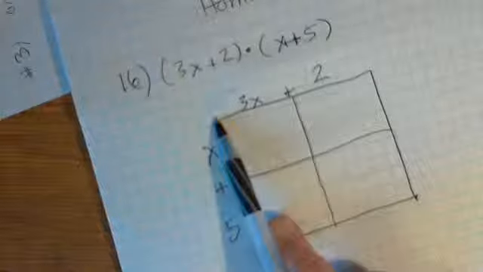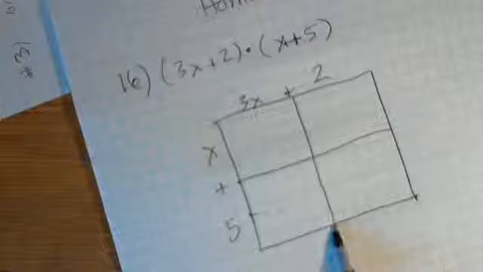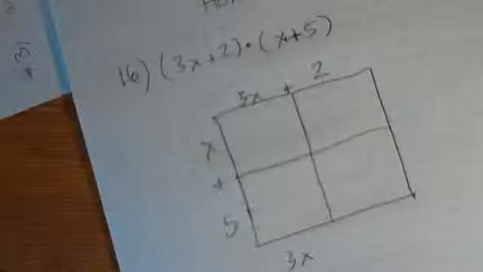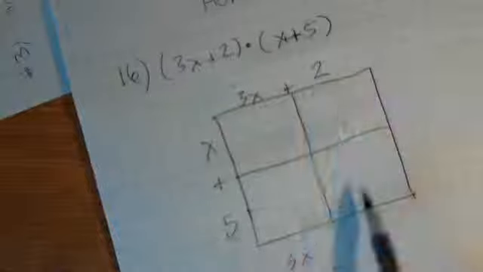Now since this is a rectangle, since this side is 3x long, so should the bottom side. It helps to label all the sides as you're working on these. Since this is 2 long, then this is 2 also, isn't it? And the plus sign back in between. Since this is x long, then so is this. And since this is 5, so is this.